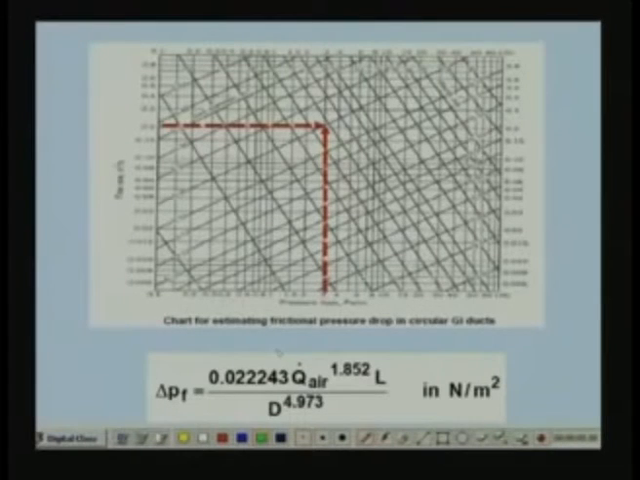As I was telling, once you know the flow rate Q, this is known, and once you know the dimensions, because as I said Q dot is equal to A into velocity. So velocity is known, Q dot is known. So first find out A. Once you know A, you can find out D. So D is also known to us, Q dot is also known to us. So we can find out the frictional pressure drop using this equation, which I have discussed in the last lecture, or you can also use the friction chart.